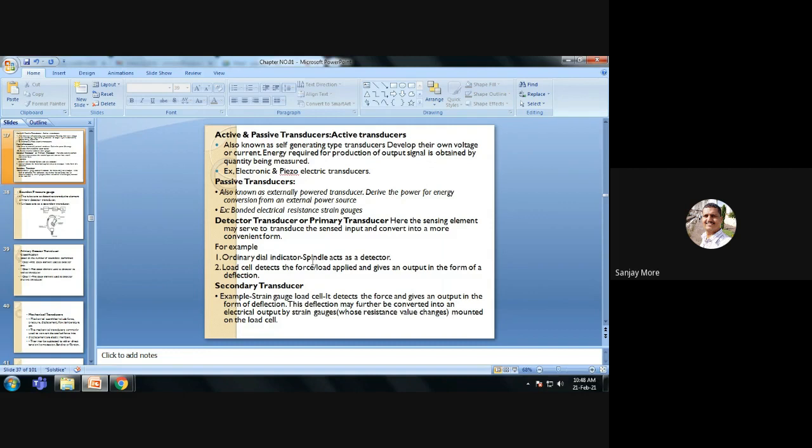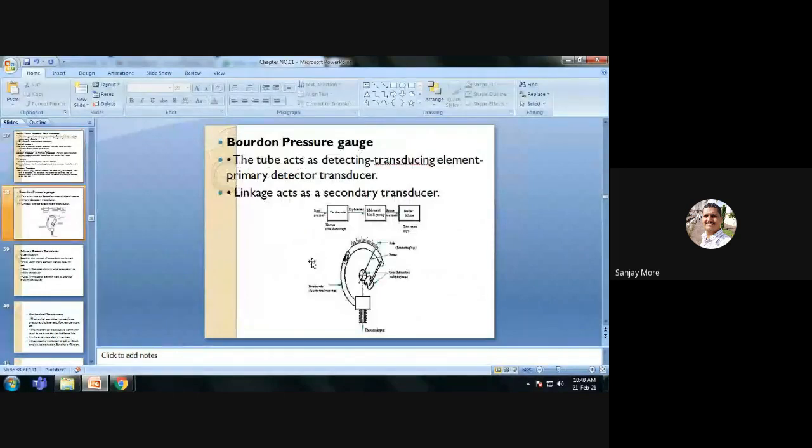See the active and passive transducers. Active means they do not require external energy, external voltage or input current. Passive means they require external energy or input, and derive the power for energy conversion from an external power source. Okay. These are the active and passive transducers. Then secondary transducer, for example, strain gauge, load cell. Then Bourdon pressure gauge is an example of secondary transducers.